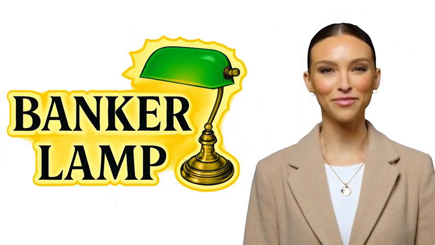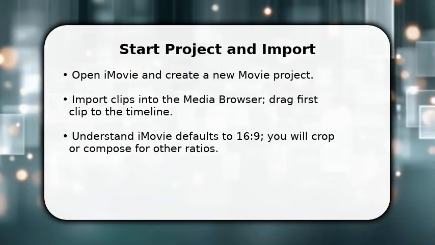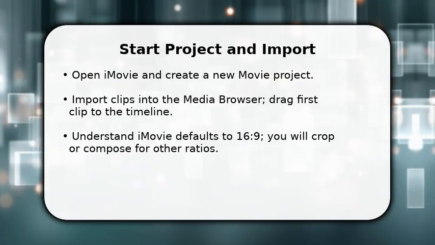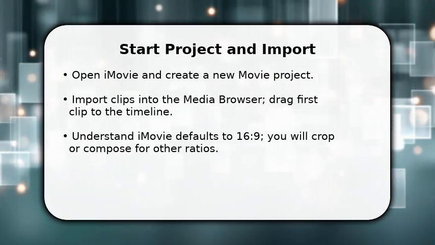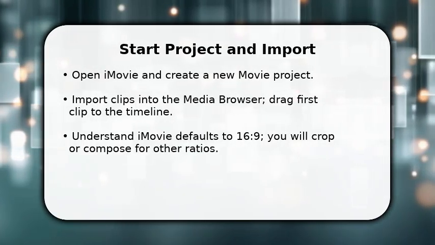Please enjoy the video. You start by opening iMovie and creating a new movie. Import the footage you need and drag the primary clip into the timeline right away. Once done, note that iMovie defaults to 16:9, so you'll be changing composition, not a hidden project ratio.